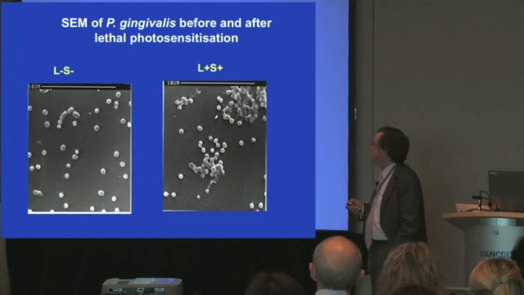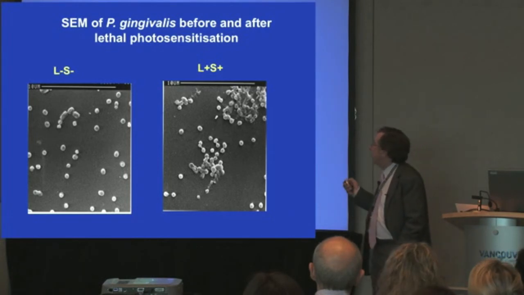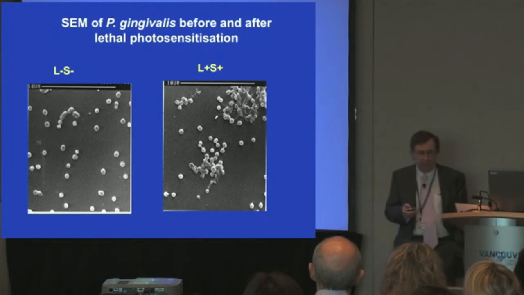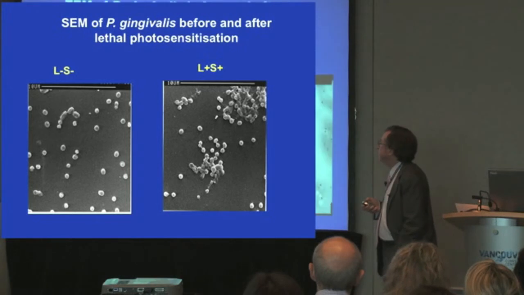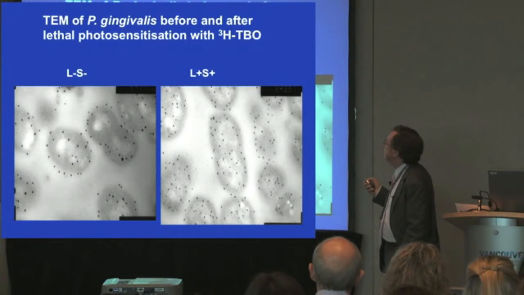This is an SEM of P. gingivalis, and it's rather interesting. You can see that after lethal photosensitization, the cells appear to clump, and we think this is cross-linking of the outer proteins. This is a TEM of P. gingivalis before and after lethal photosensitization using tritiated toluidine blue.